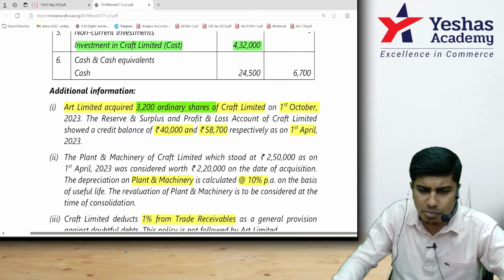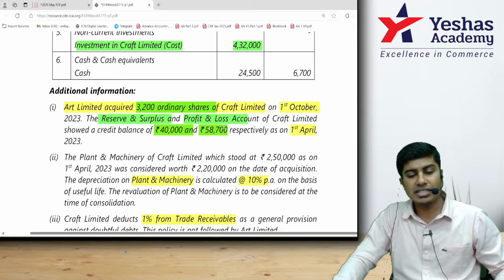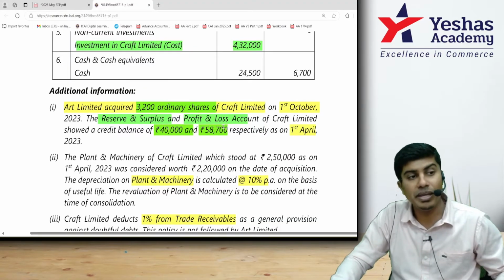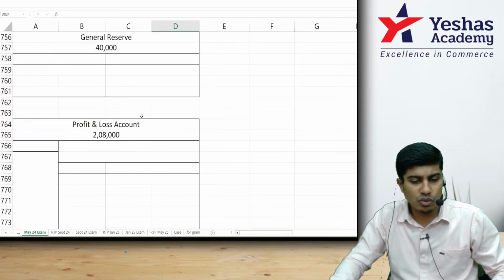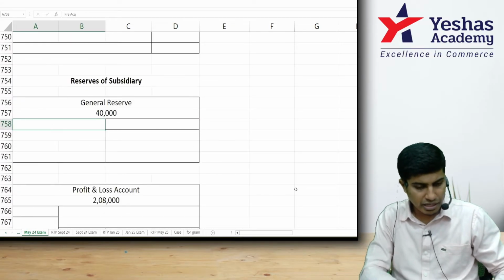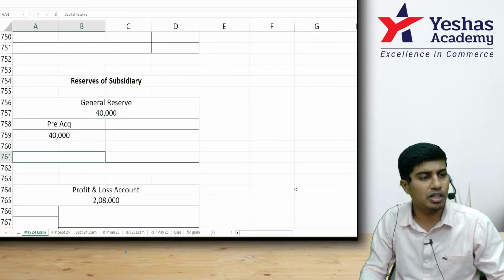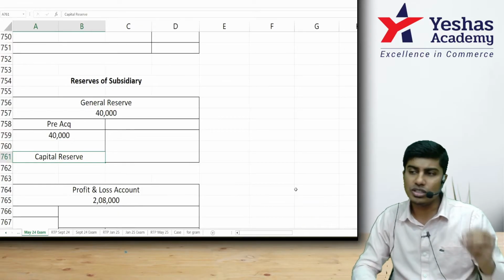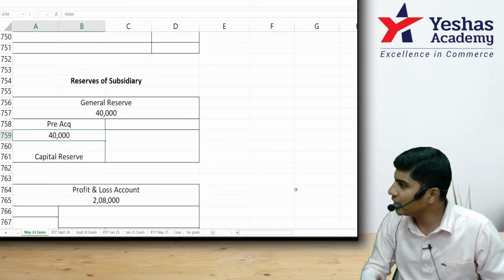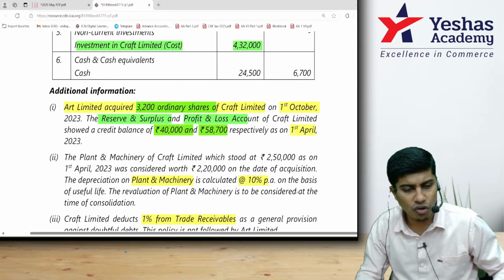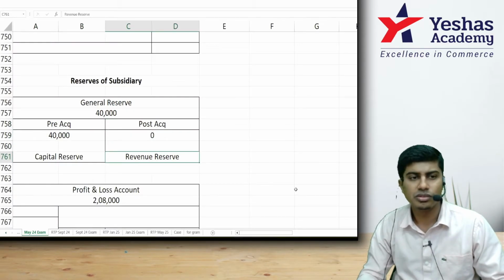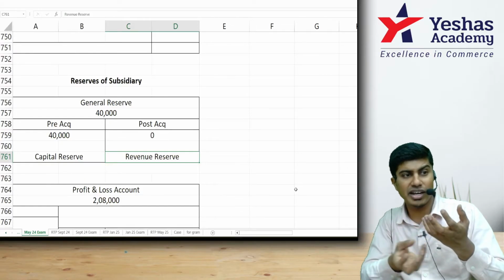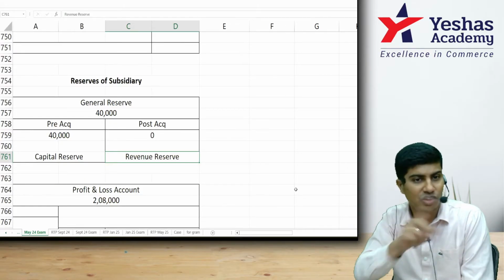Next, reserves and surplus of subsidiary. Reserves is 40,000. P&L is 58,750. But this is not on the date of acquisition. This is at the beginning of the year. Come on here. I would write in my general reserve pre-acquisition, that is as on 1st of April, 40. Reserves are not earned during the year. Reserves are made at the end of the year. So for general reserve, there is no problem. On the date of acquisition, it is how much? 40. Post acquisition is 0. Because general reserve will arise because of transfer from P&L at the end, not during the year.